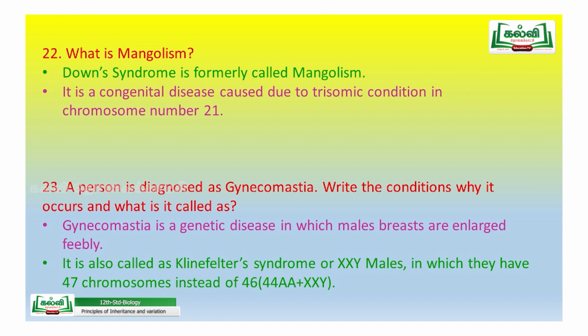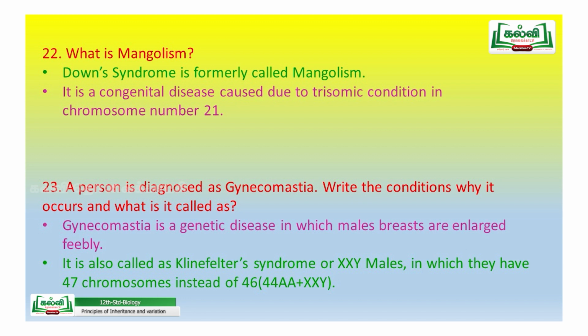A person is diagnosed with gynecomastia. Write the conditions why it occurs and what it is called. Gynecomastia is a genetic disease in which male breasts are enlarged feebly, and it is also called Klinefelter syndrome or XXY males, in which they have 47 chromosomes instead of 46.